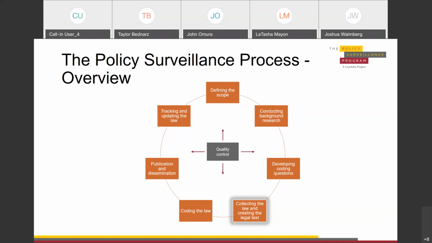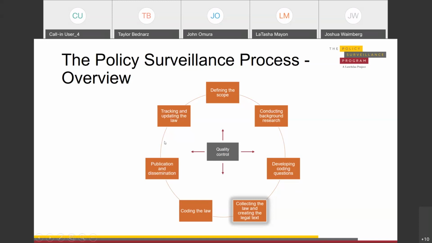So that's the step that we're on now, and that's the step that's highlighted on this circle that you're seeing on your screen. Again, the policy surveillance process is circular. It is a process that is iterative. So when we're collecting the law and creating legal text, you'll see there will be opportunities during this process to restructure some of our coding questions, add answer choices, and redefine our scope. These are all things that will naturally happen as part of the collecting the law and creating the legal text process. But for the time being, this is the step in the process that we are at.